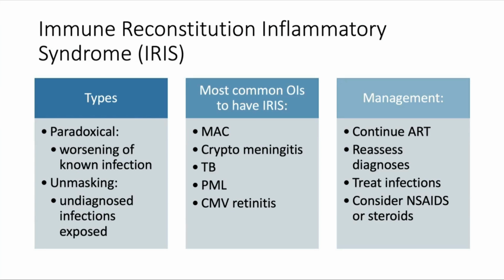Or you can have unmasking IRIS, where the immune system coming back exposes an infection that you otherwise didn't know about. The most common opportunistic infections where we see IRIS are MAC, cryptococcal meningitis, TB, PML, and CMV retinitis. And so in many cases, generally you try to continue antiretroviral therapy. You make sure you have the right diagnosis, especially if they're having new or different symptoms. You want to make sure you didn't miss something that you can treat. And then in cases where symptoms are more severe, you sometimes consider NSAIDs or steroids to help manage the symptoms, to carry them through until they get through the IRIS.